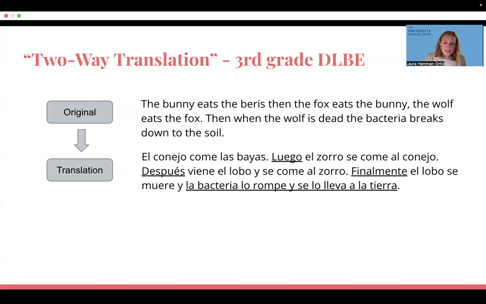El conejo come las bayas, luego el zorro se come el conejo, después viene el lobo y se come el zorro, finalmente el lobo se muere y la bacteria lo rompe y se lo lleva a la tierra.